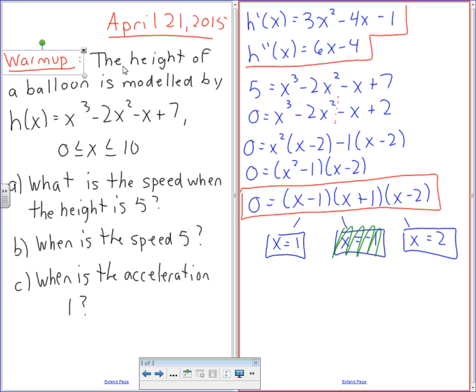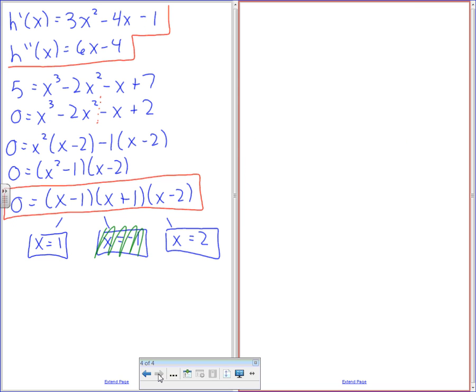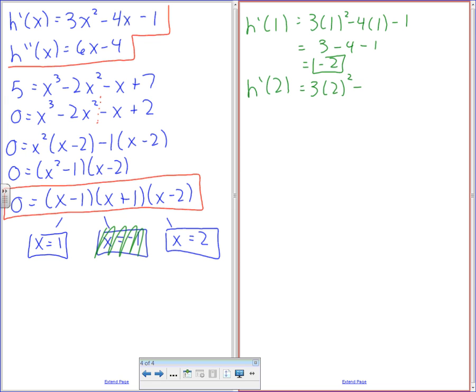Go ahead. Yeah, so this is going to be now h prime of 1. And eventually we're also going to find h prime of 2. H prime of 1 is going to be 3 times 1 squared minus 4 times 1 minus 1, which is going to be 3 minus 4 minus 1, which is going to be negative 2. And this one's going to be 3 times 2 squared minus 4 times 2 minus 1, which is 12 minus 8 minus 1, which is equal to 3.